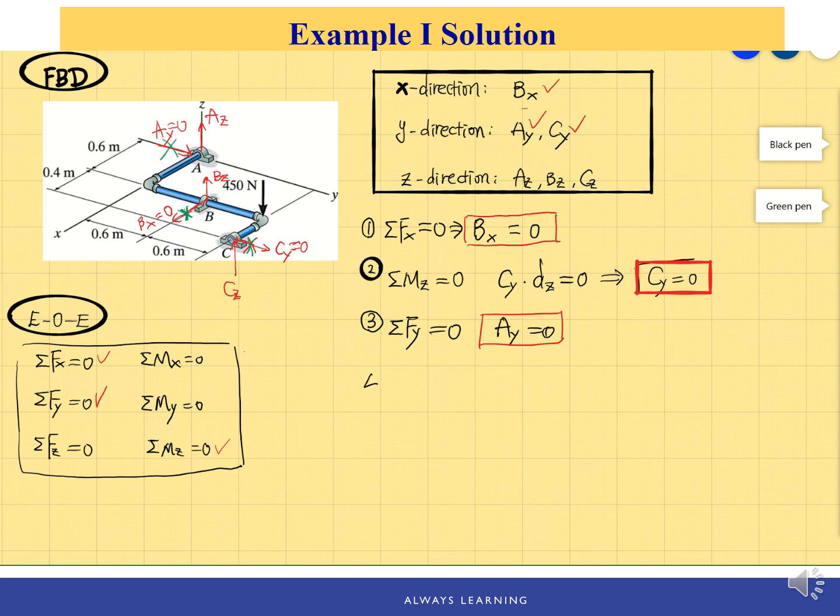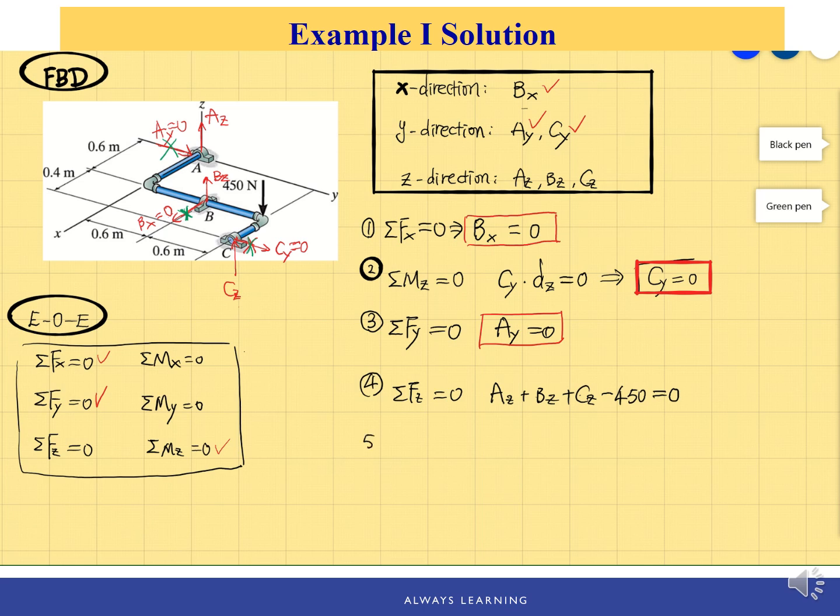The next equation, let's write the sum of Fz equal to 0. And in this equation, we have 3 unknowns, and we have 3 left. Az plus Bz plus Cz minus 450 equals 0. Okay, we don't have any other equations to help us solve any of those unknowns, so we need to keep going to figure out other equations.